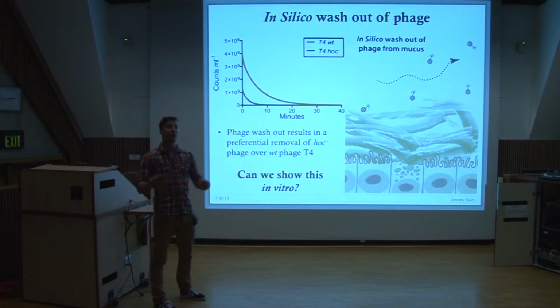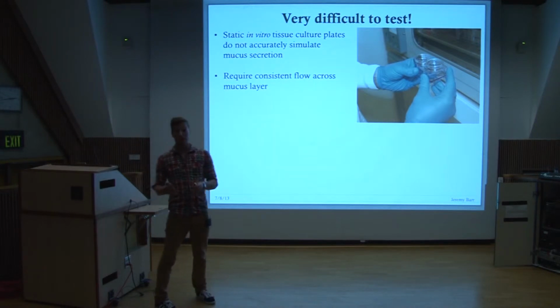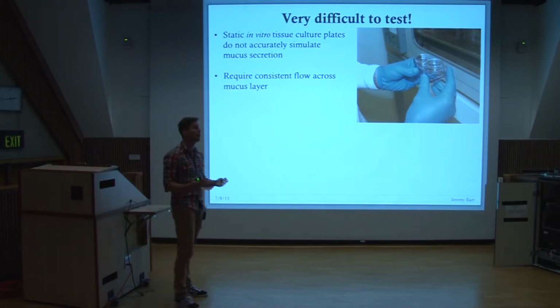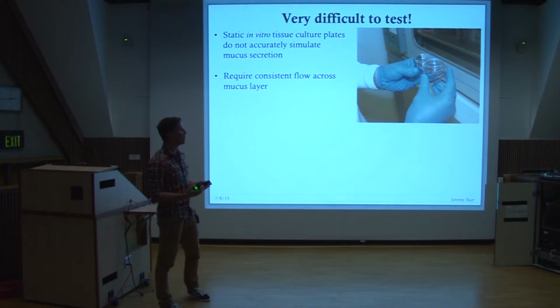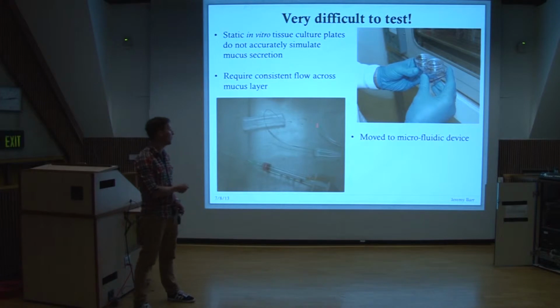So the big question now is, can we actually show this in vitro, and can we see a differential effect between these two phage types? And it turns out that this is actually very difficult to test. And one of the reasons it's really difficult to test is the fact that we were still using these static tissue culture plates. And these plates don't accurately simulate these mucus secretion dynamics. And it turns out we actually require a consistent flow across these mucosal surfaces in order to mediate these washout effects. So we've now moved towards these microfluidic based devices.